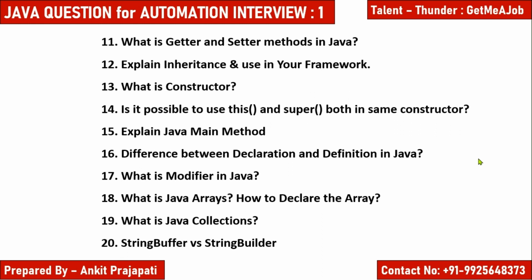What is a constructor? Is it possible to use this or super keyword in a constructor? Explain the Java main method. This is very basic, but they will definitely ask such questions as well. What is the Java main method? What are the different keywords it contains? Then the difference between declaration and definition. Sometimes these two words confuse us. What is declaration and what is definition in Java? Then what are the different modifiers we have, and what is a modifier in Java?